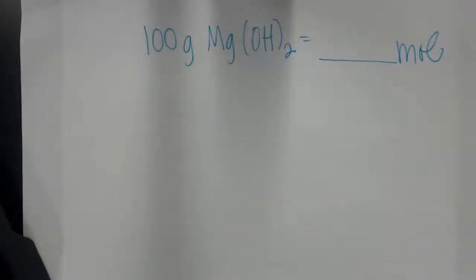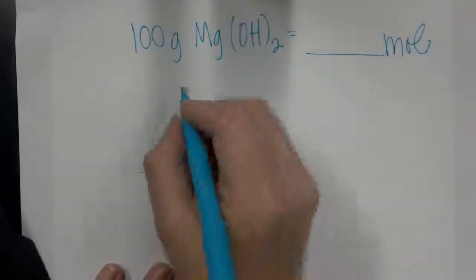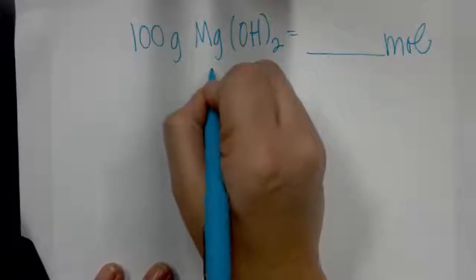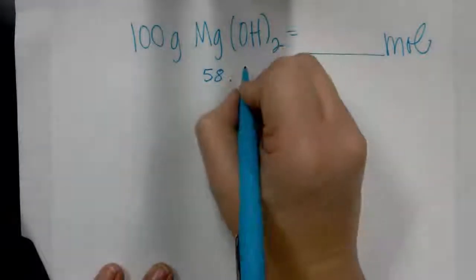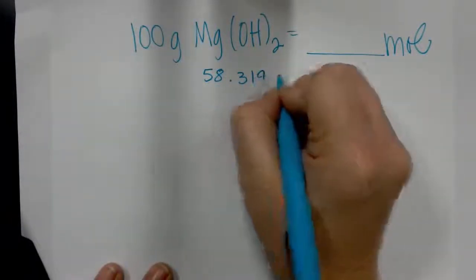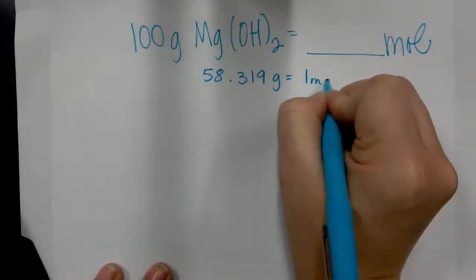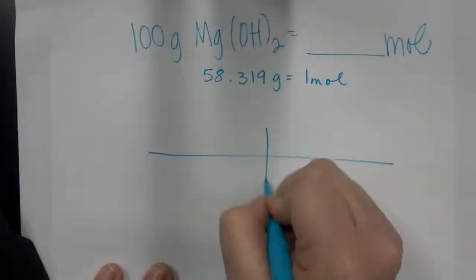The second one is the grams of magnesium hydroxide. The molar mass of magnesium hydroxide is 58.319 grams, equals 1 mole. So same thing we did last time.